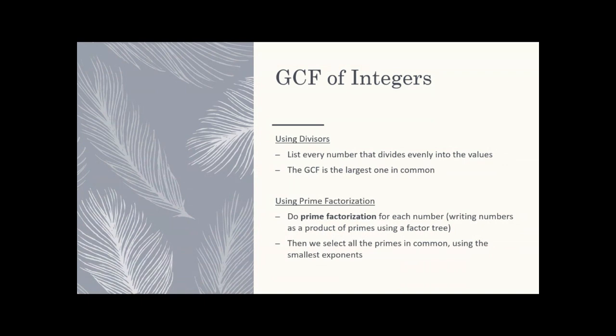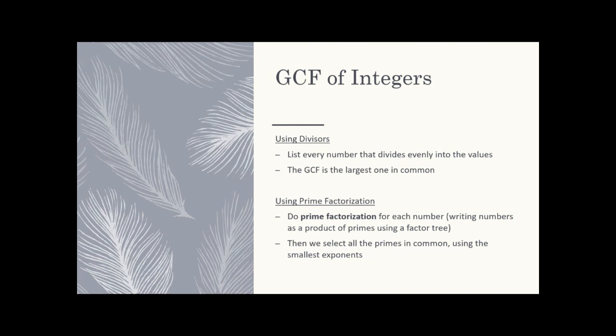So there are two different methods you can do. You can do using divisors, where you're literally listing every single number you can divide out of something, and then you're looking for the biggest one that's in common. That works if you have small numbers, but if you are finding the greatest common factor of a really large number, you might be listing a lot of numbers, and so that may not work so well.